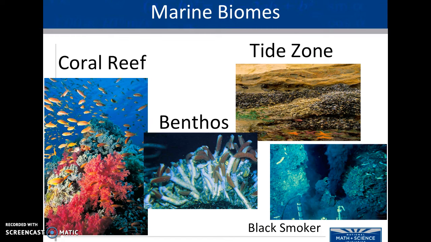We then have our marine biomes. So if you talk about aquatic biomes, you could divide them into three main groups, right? Freshwater, our brackish or semi-marine biomes, and our marine biomes. Your marine biomes are going to be the tide zone, the black smoke zone, benthos zone, coral reef zone or area. All of them have different traits. I wouldn't look too far into knowing much about these. Just knowing that they exist and if they are marine or freshwater is going to be what's important.